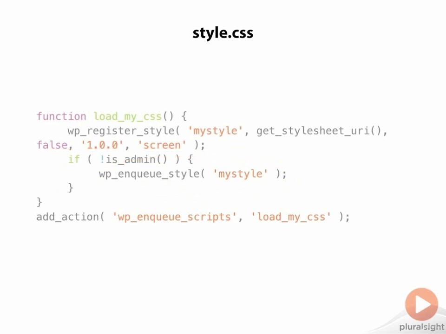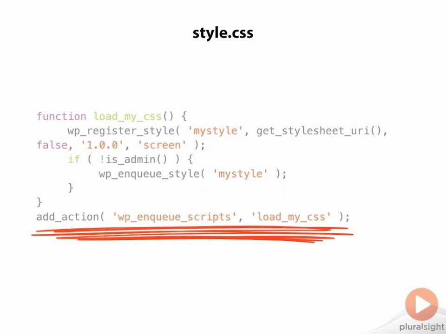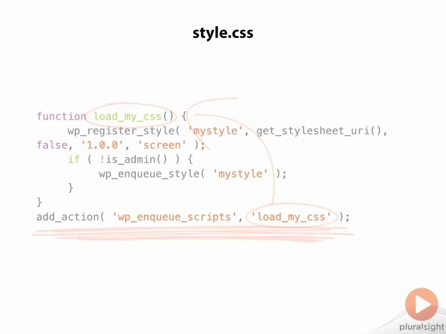But now we need to hook the whole thing into a function so WordPress knows when to fire all this. That's where this line, add_action wp_enqueue_scripts load_my_css comes in. load_my_css is the callback function to run when WordPress fires wp_enqueue_scripts, which happens inside wp_head. Now, with all this, you can load your style sheet from the functions.php rather than manually writing out a link tag.